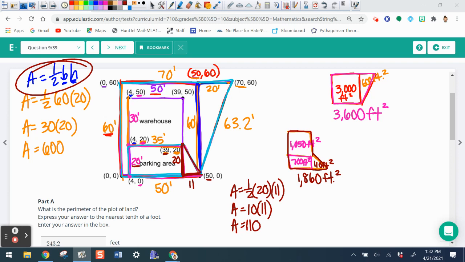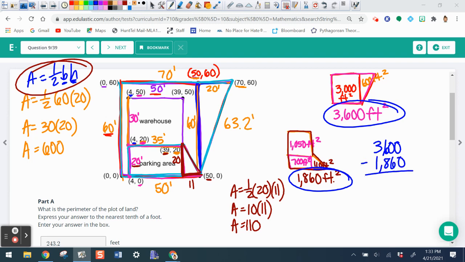They asked us to find the area of the plot of land that does not include the warehouse or the parking area. So now, if 3,600 square feet is the total of the plot of land, and this is the area from the warehouse and the parking area, we're going to simply subtract these two. So 3,600, forgot the 6 for just a moment, minus 1,860. And we get 1,740 square feet, or feet squared. So let's go and put that into our part B, 1,740.